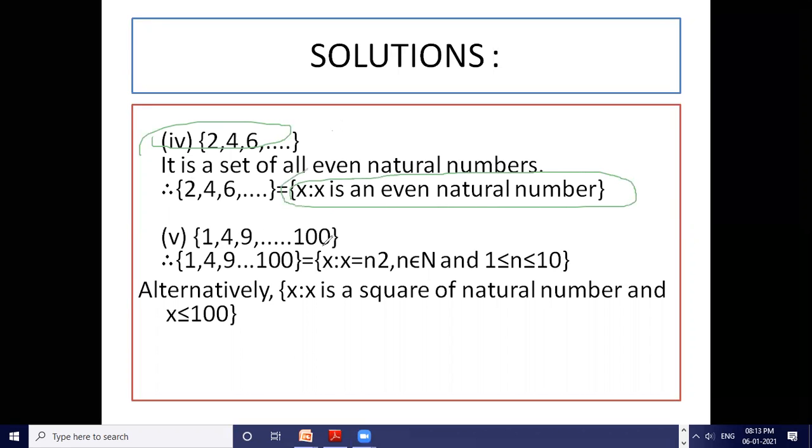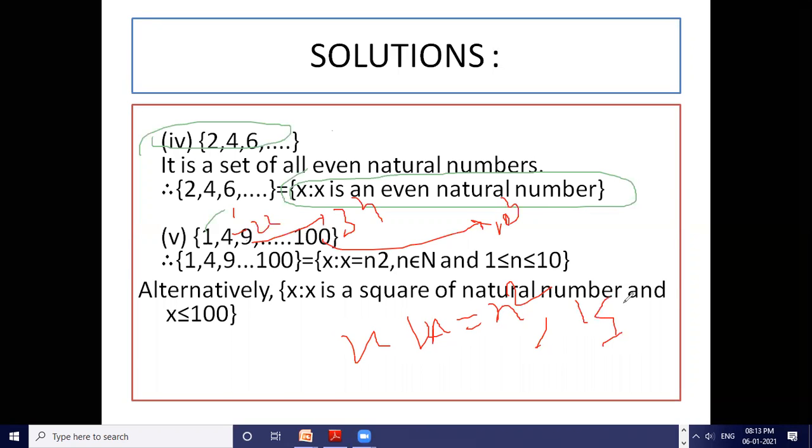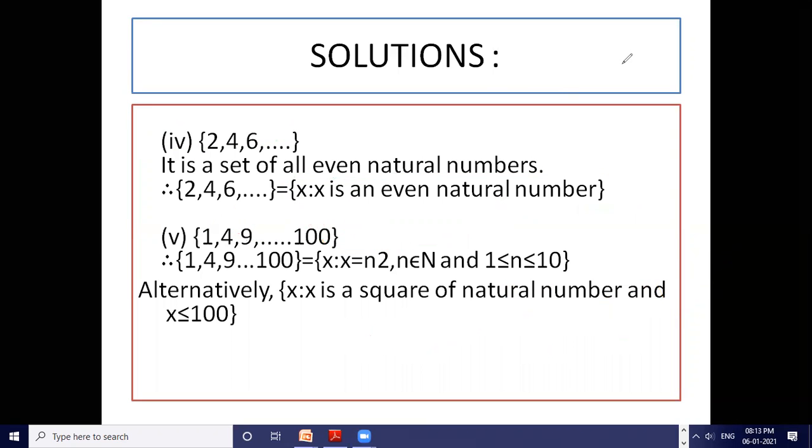Similarly, 1, 4, 9, 100. What is this? 1 square, 2 square, then this is 3 square, right, up to 100. That is 10 square, right? So I can write like that. X such that x is equal to n square, where n is from 1 to 10. Clear? So that's it. I hope all these examples are clear to you now.